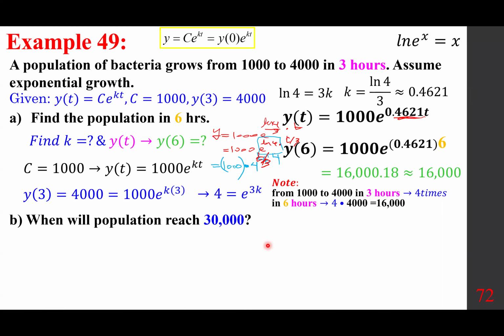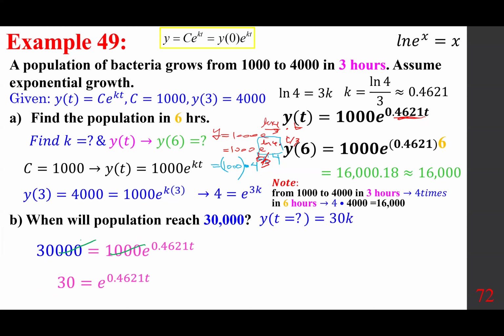Now, when will the population reach 30,000? You set this function equal to 30,000, okay? Obviously, you have to drop the 1,000 and this becomes 30. So in other words, drop 3 zeros here, 3 zeros here. You're dividing by 1,000. Now you're going to take a natural log of both sides, because you're solving for the exponent, everybody.